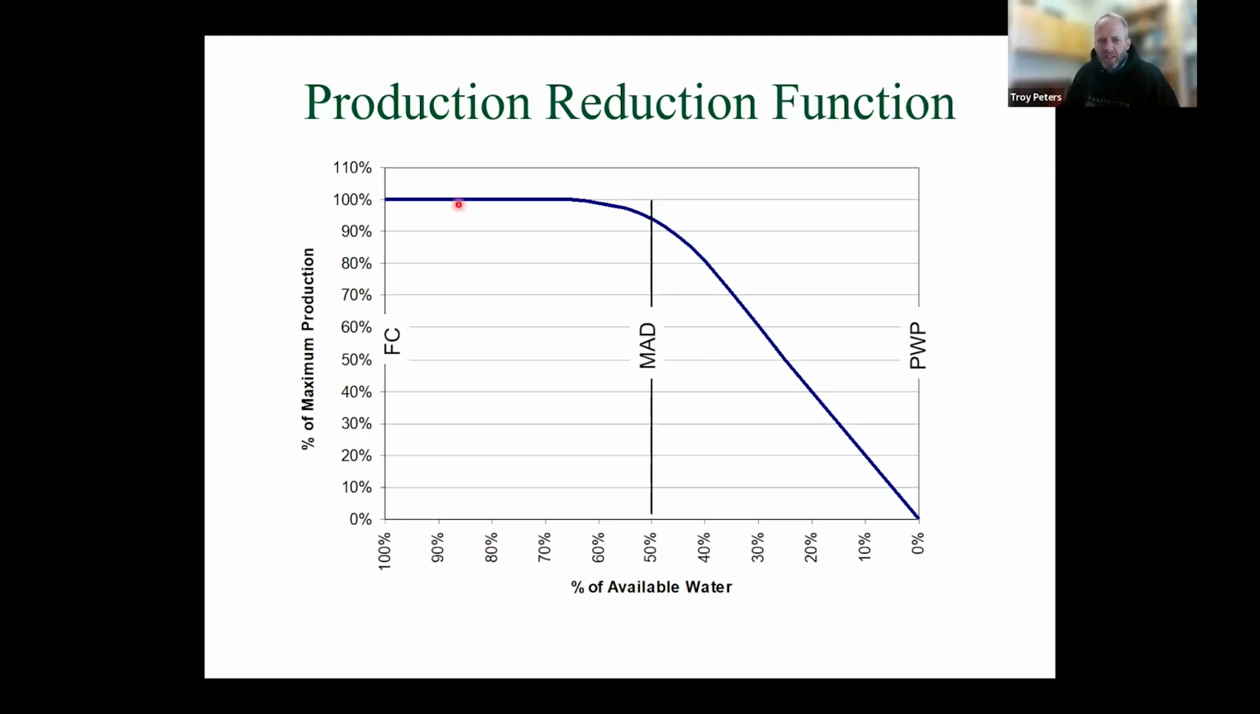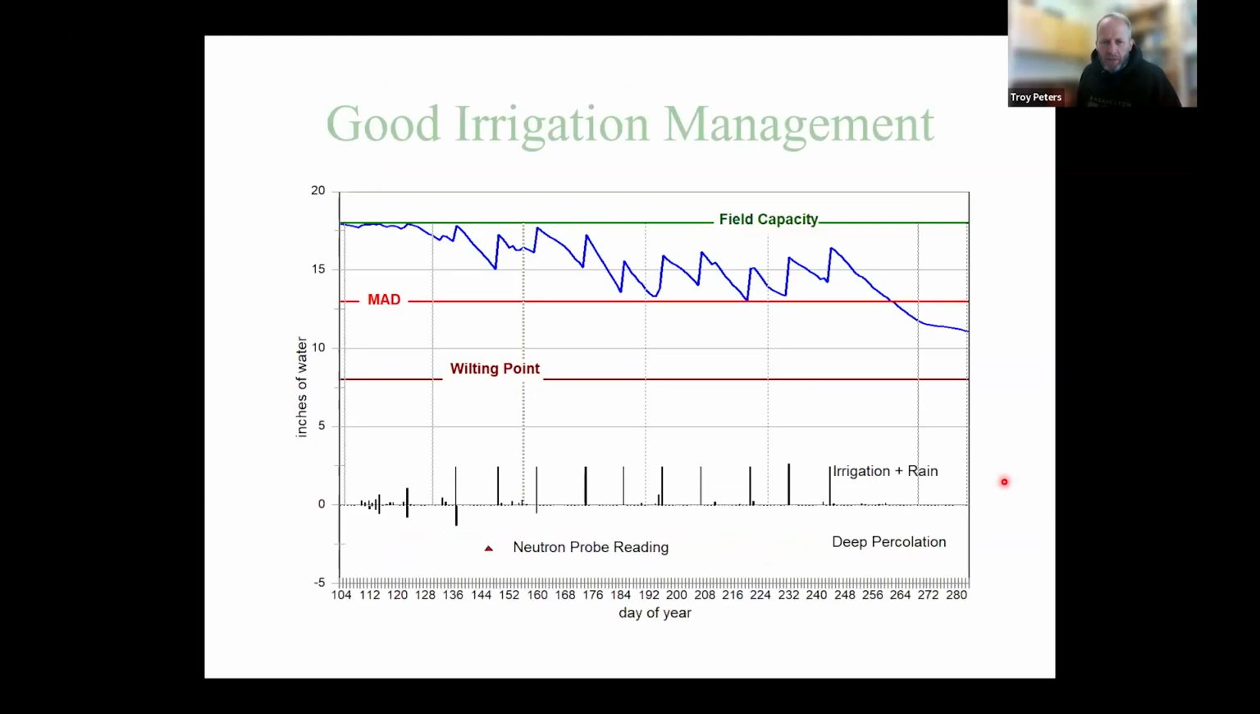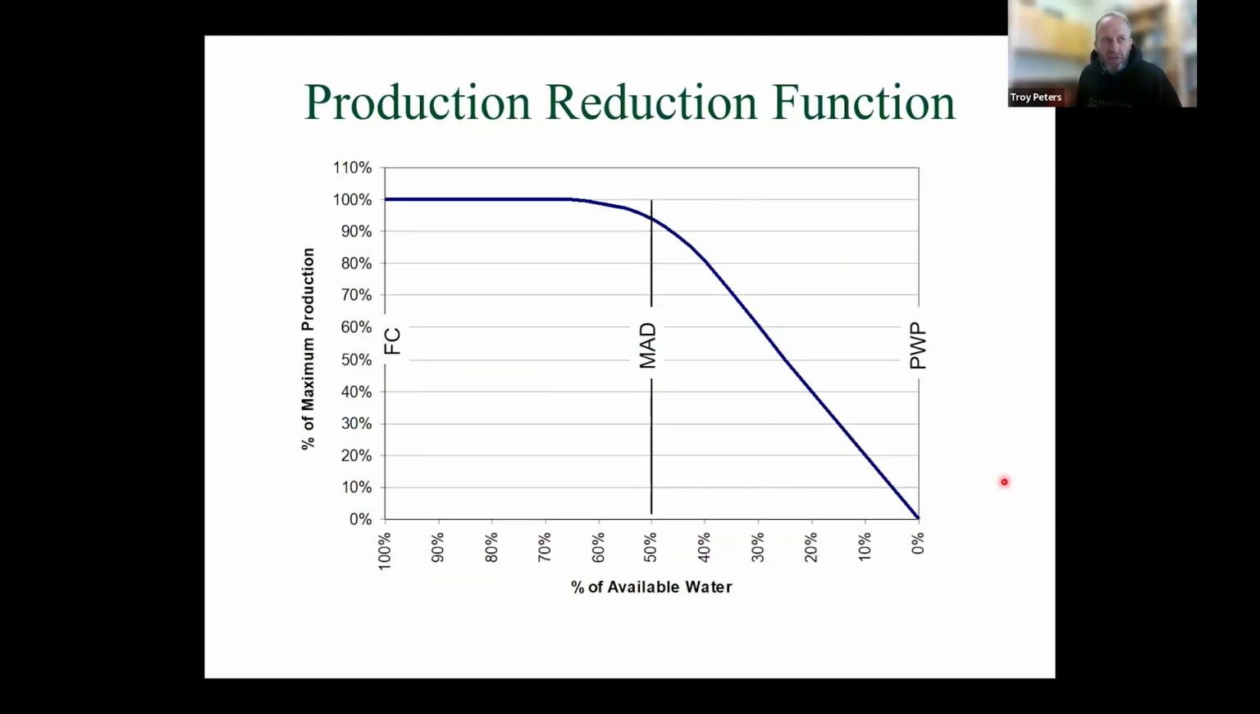Some crops are very drought tolerant, and they'll maintain maximum production for quite a while before it starts dropping off. Some, like potatoes and vegetables, are infamously pansies when it comes to water stress, and they just start losing yield right away. So this MAD number is going to be different for each crop. And if I'm trying to impose water stress, like for wine grapes, then we deliberately want it to be over in this water stress portion.